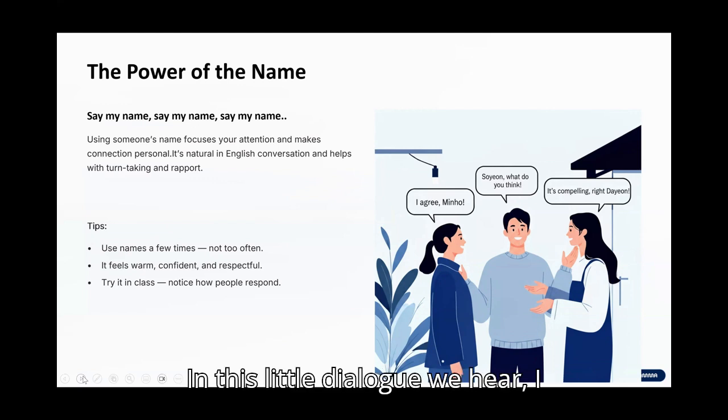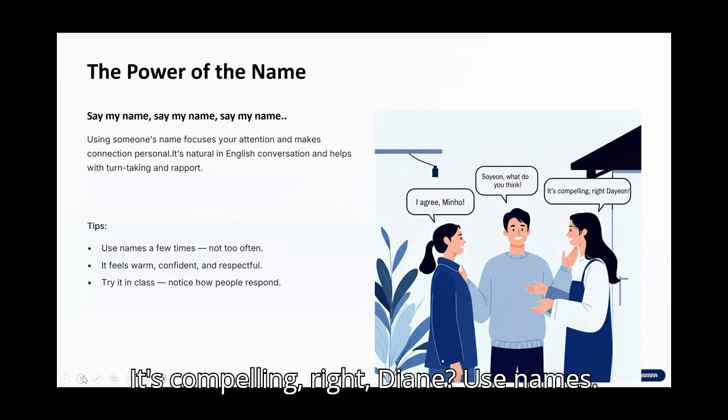In this little dialogue, we hear, I agree, Minho. Sion, what do you think? It's compelling, right, Diane? Use names. You can use them a few times in the conversation. You don't have to use them in every sentence. It feels warm, confident, and respectful. Let's try it in class and see how people respond.